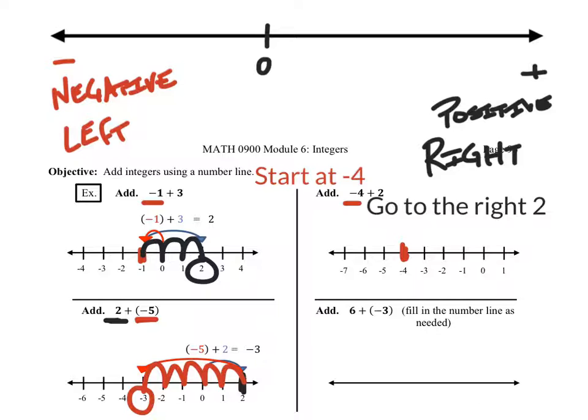So we'll show that on the diagram. To the right 1, 2. Now we didn't end in the positives, and that's okay. We ended at the negatives. But again, this would be the final answer for the problem. It equals negative 2.